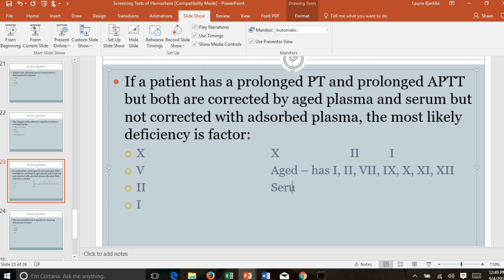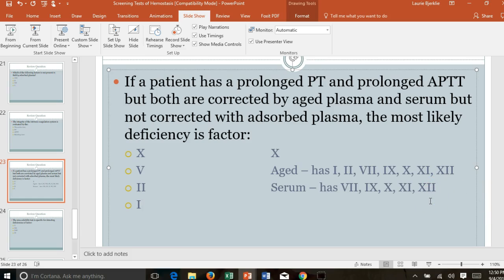All right, serum also corrected it, and serum has 7, 9, 10, 11, 12. So it has all of those, so it corrected it, so it had to be one of those. So we can rule out anything that wasn't in serum. Well, 2 is not in serum, so it couldn't have been that to correct it, and 1's not in serum, so it couldn't have been that either. So the only choice left is 10. 10 is the most likely factor deficiency.